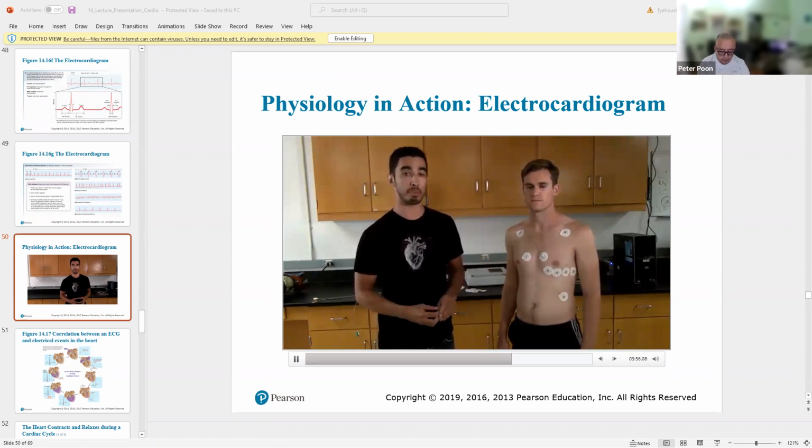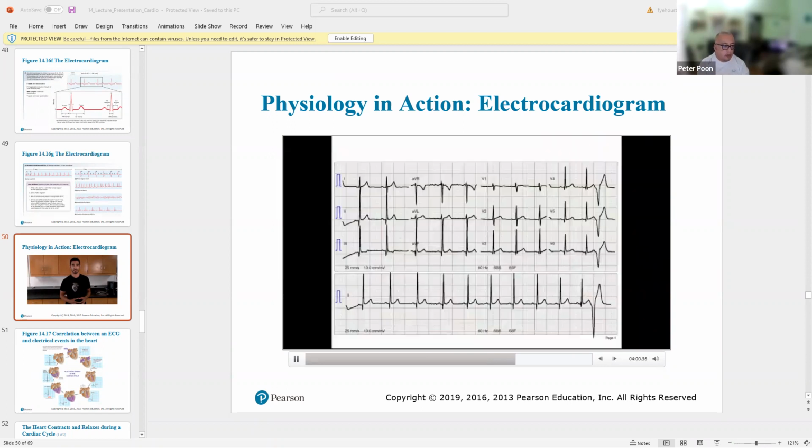We can sometimes see things that we would not normally be able to see just using Einthoven's triangle. Here's a printout from a 12-lead ECG.